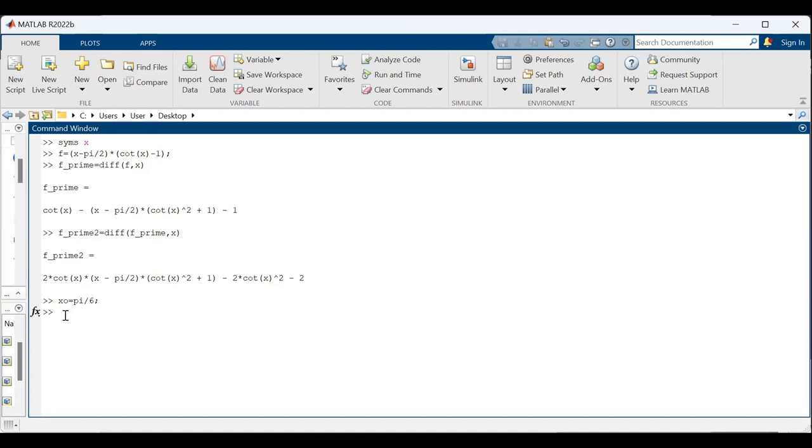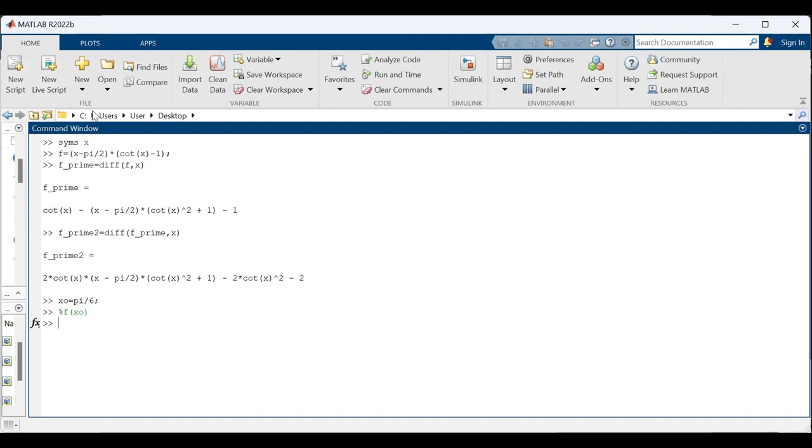So I think this is what to use. K naught, so f of x naught, right? So I'm going to use this as f of x naught. If you want to comment something in MATLAB, use a percentage symbol. So that's a comment to be ignored by MATLAB, right?